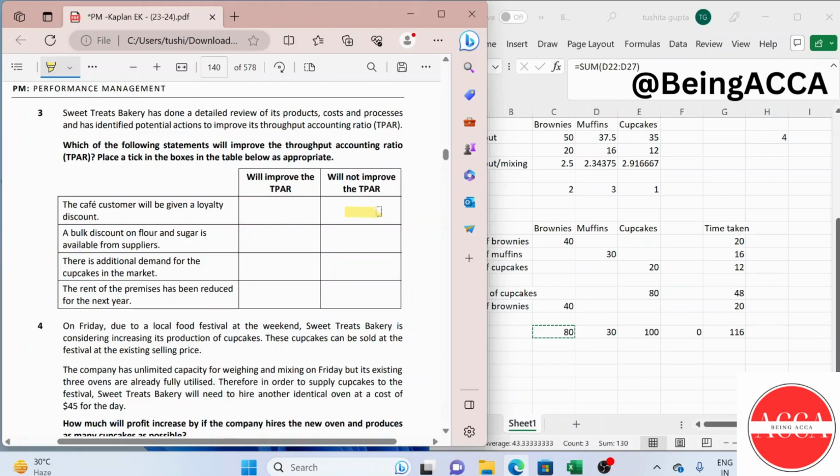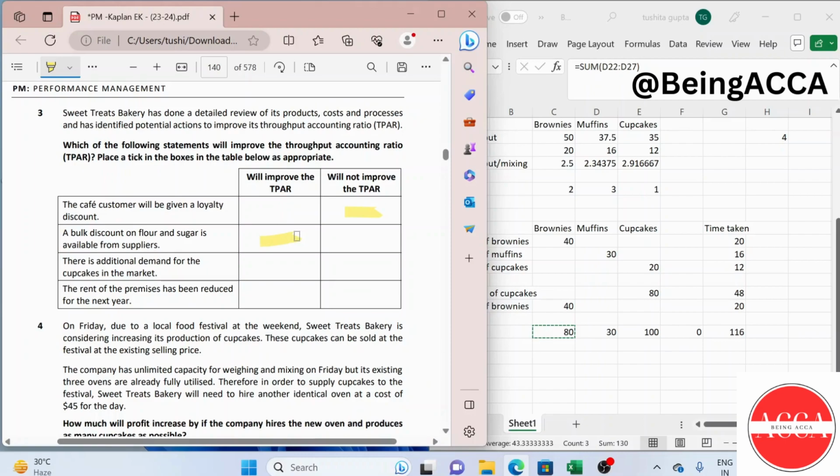Now, this discount on your raw materials will decrease your costs and will eventually improve your throughput accounting ratio. Moving on to the third statement, there is additional demand for the cupcakes in the market. Now, additional demand will not actually increase your TPAR.